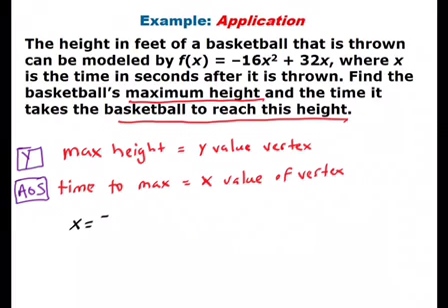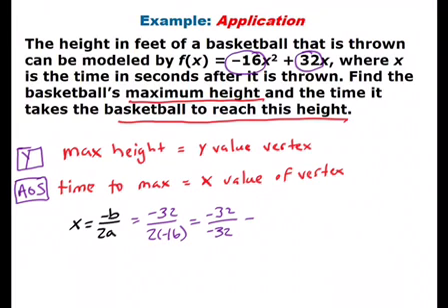So x equals negative b over 2a. Well, our b value is 32, so we want a negative 32. And then 2 times a, well, a is negative 16. So we've got 2 times negative 16. So that's negative 32 over negative 32, which is positive 1. So it reaches its max height after 1 second.